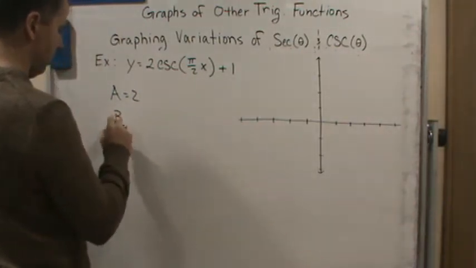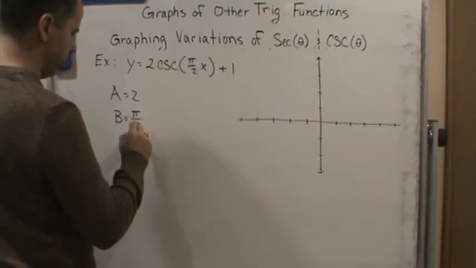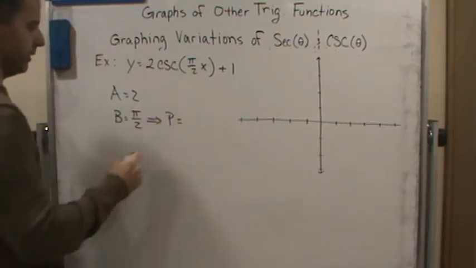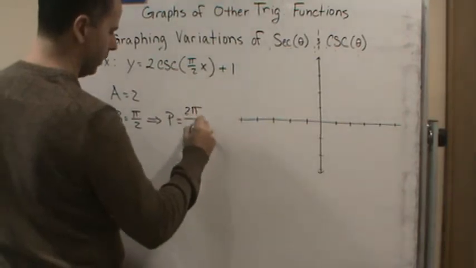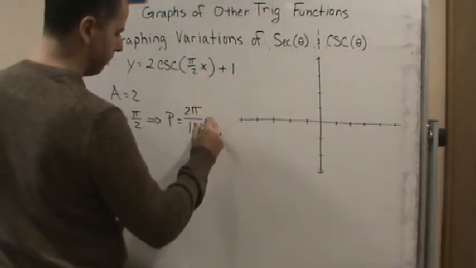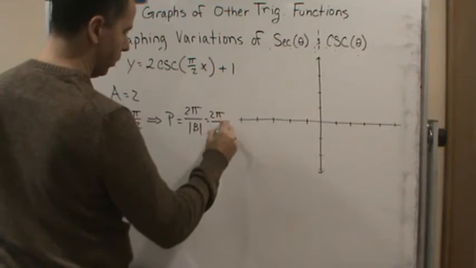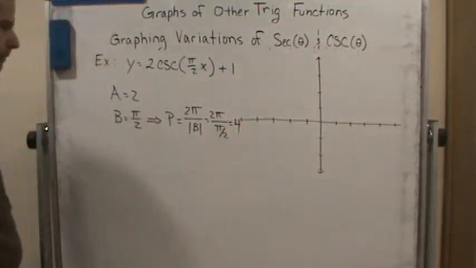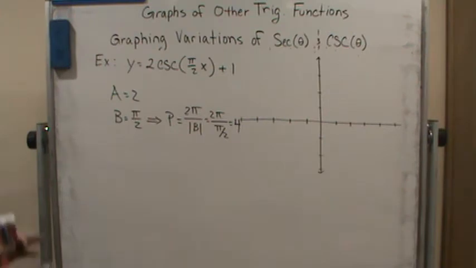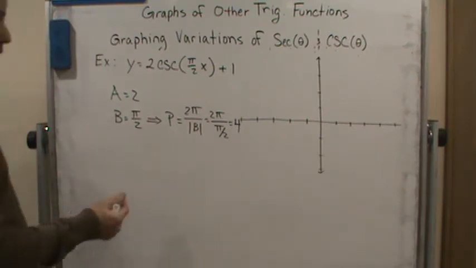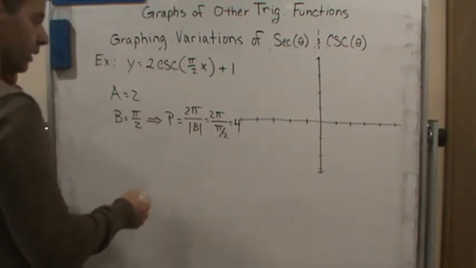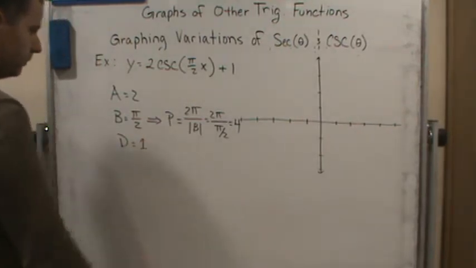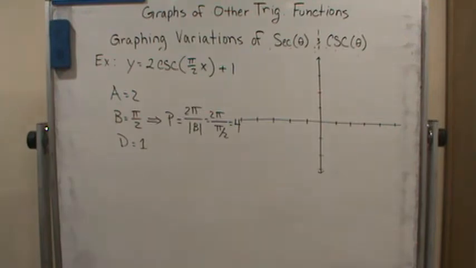b is equal to pi over 2. Which then implies that, okay, what's the period? The period is, again, 2 pi over the absolute value of b. And so that's going to be 2 pi over pi over 2, which then gives us a period of 4. So that's going to be important. Phase shift, there is no phase shift. D is equal to 1. So it's a vertical shift up 1 unit.